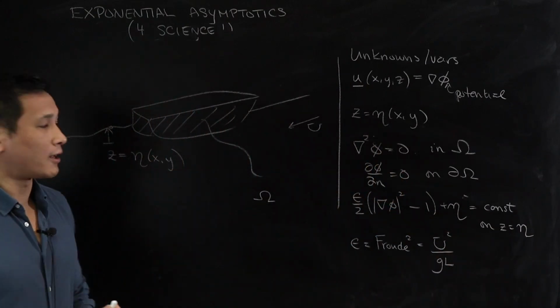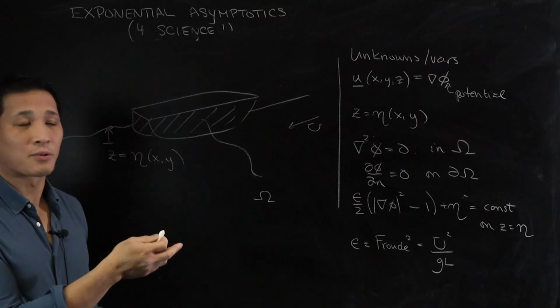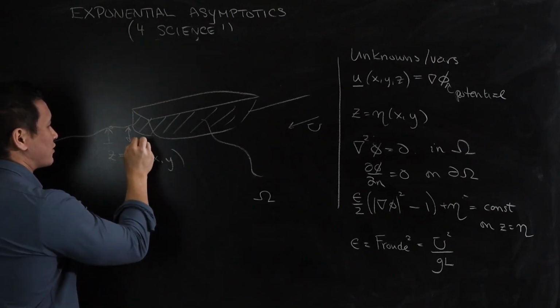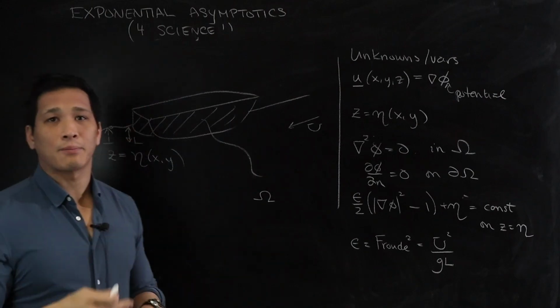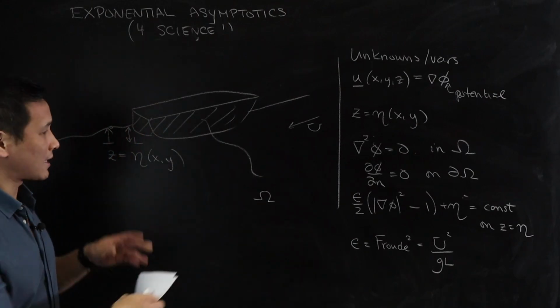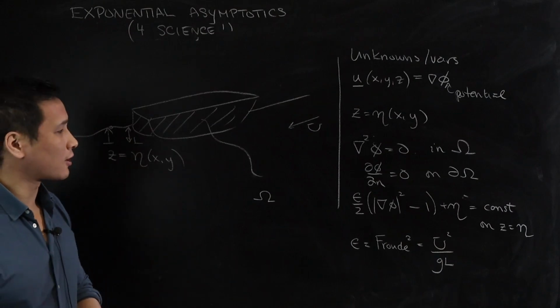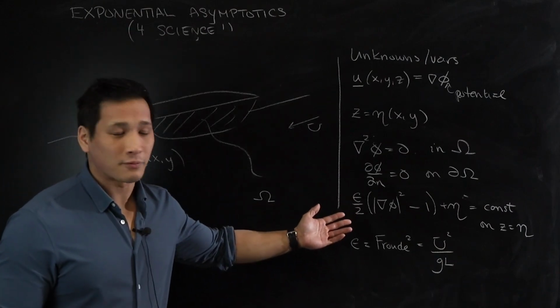Okay, and here L is some length scale in the problem that you can specify later. But for example, I might take L to be the typical depth of submergence, or I might take L to be the typical size of my ship. Okay, so this is a hard problem, right?